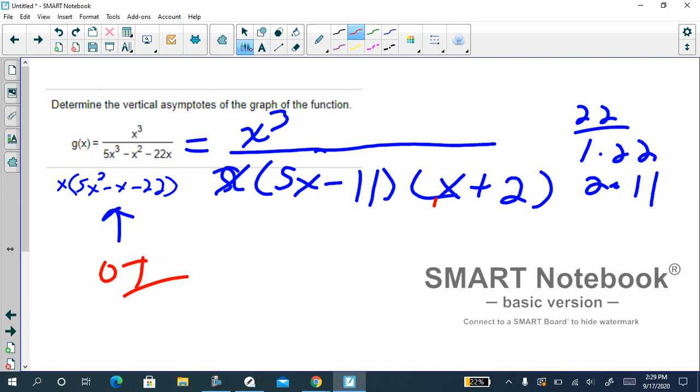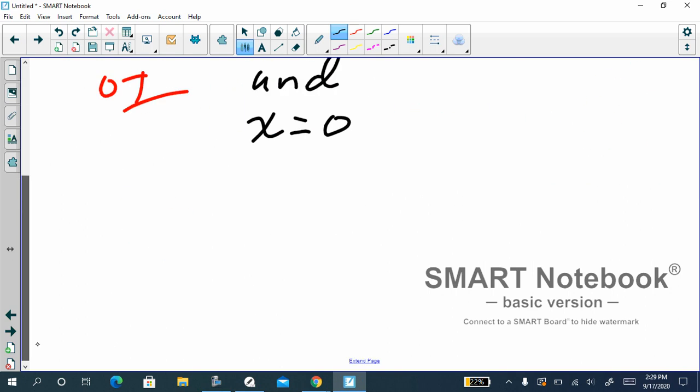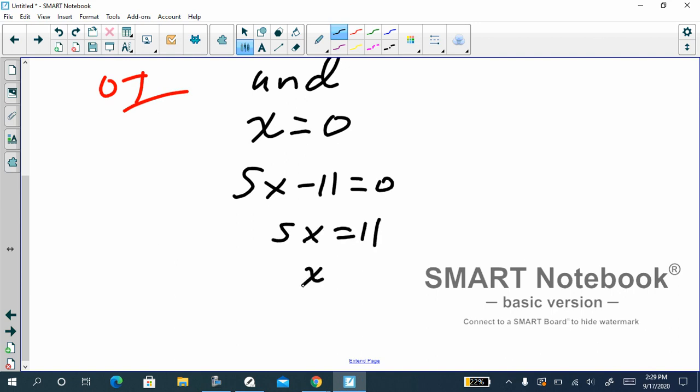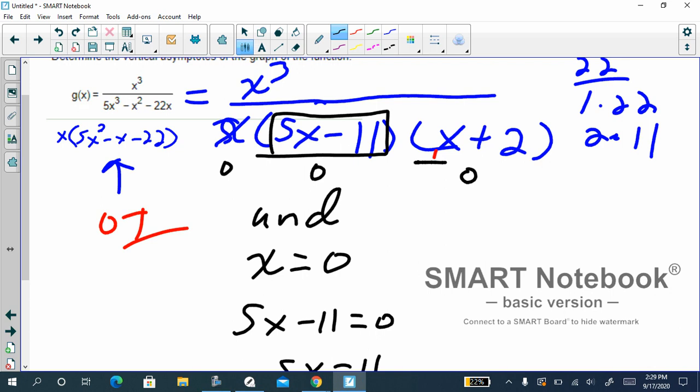So this is going to be undefined anytime the denominator is 0. So if we have a product, it's where each factor equals 0. So it's undefined at x equals 0. If we set this one equal to 0, 5x minus 11 equals 0, we would add 11 to both sides and divide by 5. So that would be the second thing that makes the bottom 0. And then if we set the last one equal to 0, we would get negative 2.